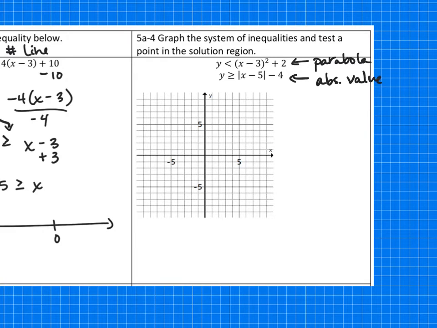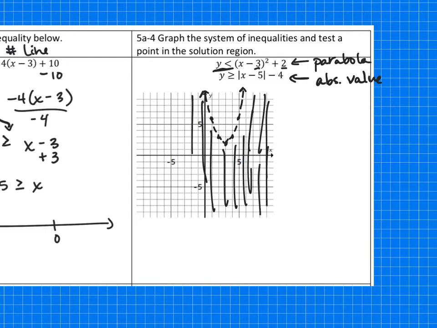So, parabola has a vertex of 3, 2. So positive 3, 2. Make my points. Out 1, up 1, out 1, up 3. This is less than, and it's not less than or equal to, so I need this to be a dashed line. And because this is saying y is less than, then I'm shading everything below my parabola. In other words, everything outside of it.